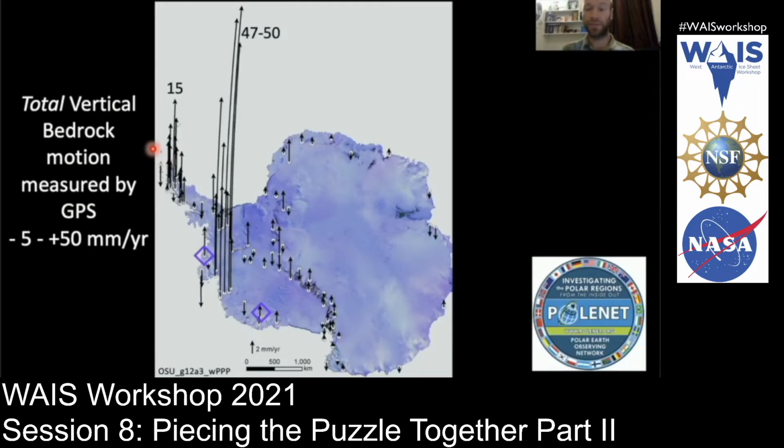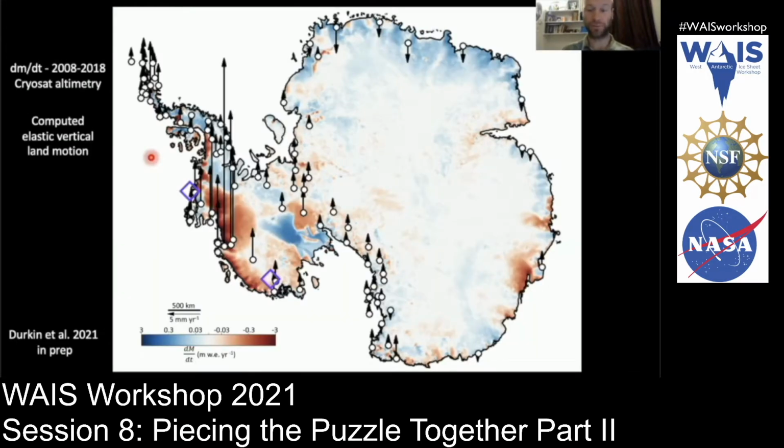So here we can see the total vertical displacement from the PolNet network. The sites around the Amundsen Sea and Bayman are clearly winning the fastest uplift prize, but we need to subtract the elastic response due to modern ice mass changes. And Durkin et al. have done this in a really clever way using satellite altimetry to reconstruct changes in ice mass through time, essentially a decadal record. And in this way, they use the elastic Earth properties to model the response to this modern mass change.